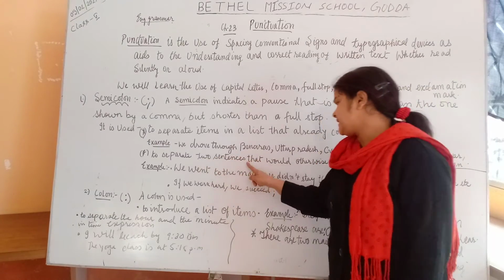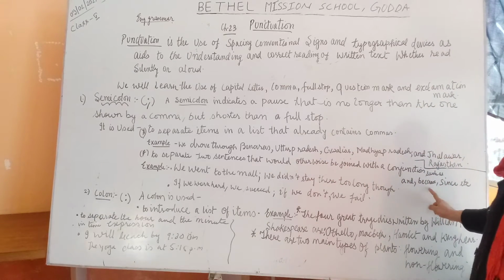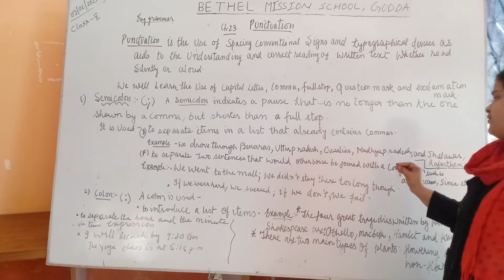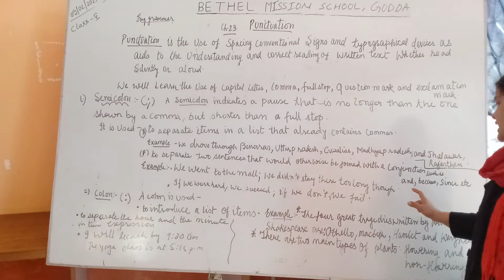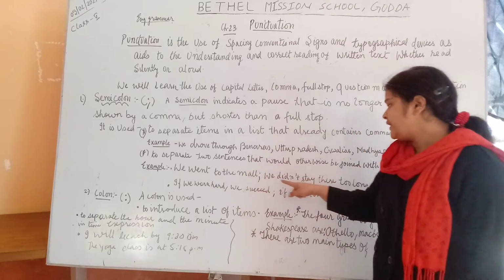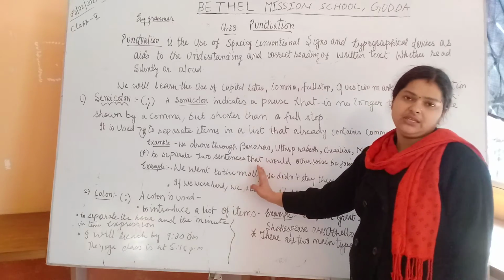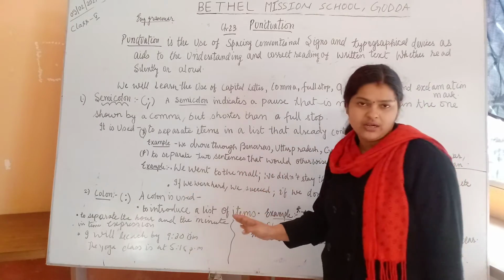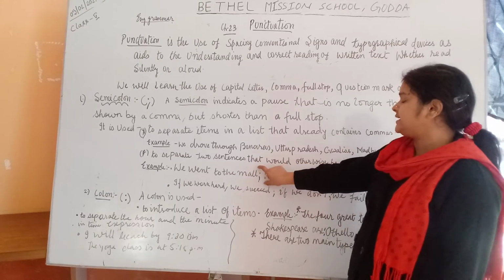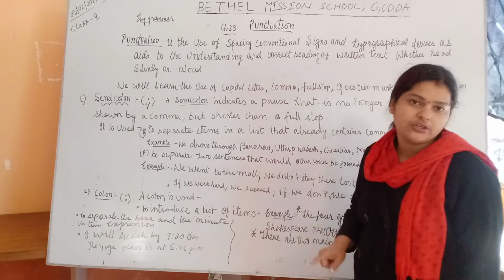Then, a semicolon is used to separate two sentences that would otherwise be joined with a conjunction such as and, because, since. Let's see some examples. We went to the mall; we didn't stay there too long. Here we have used a semicolon to differentiate the meaning in the sentence, that we went to the mall, but we did not wait there for too long.